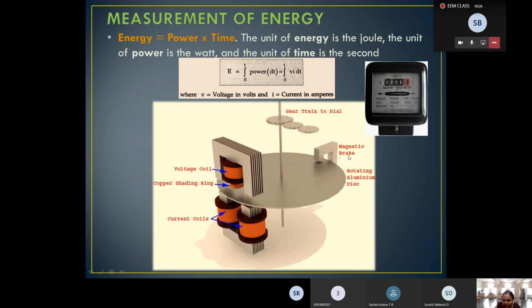And this is the magnetic brake, which stops the disc when it touches it; that is the braking circuit. Then the rotating aluminum disc is the disc itself. This is the internal connection of the energy meter, and this is how we use the energy meter.